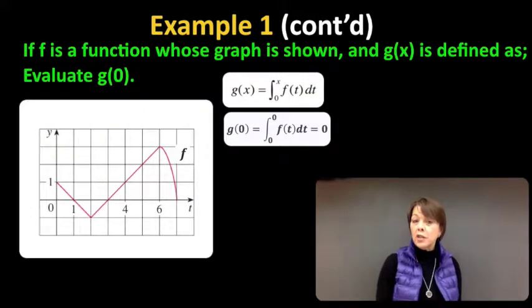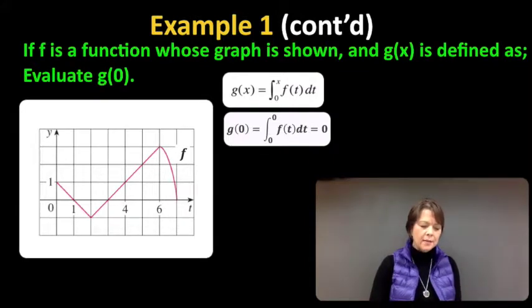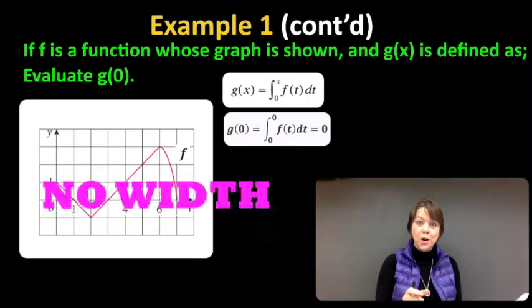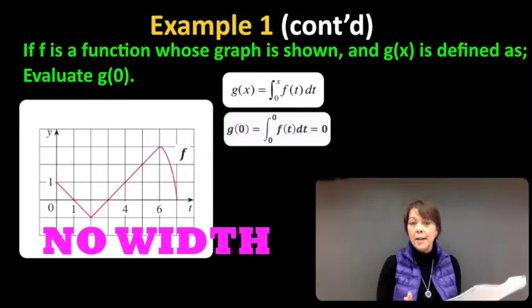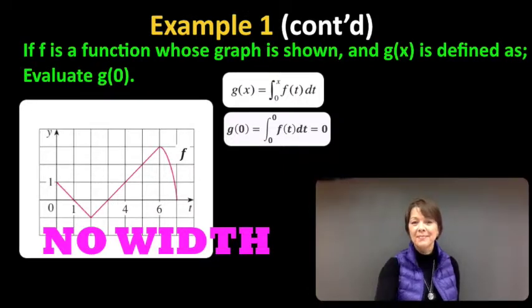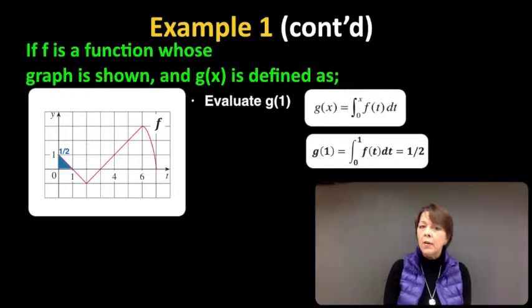So if you look at g of 0, you notice something. You notice that from 0 to 0, there is no width. So how can there even be area if you have no width? So g of 0 is the integral from 0 to 0 of f of t dt, which is going to equal 0, nothing. So for g of 1, the integral from 0 to 1 of f of t dt looks like the value is 1/2, which is equal to the area of the triangle which lies below the curve and above the x-axis in the positive region. So the integral is equal to 1/2.